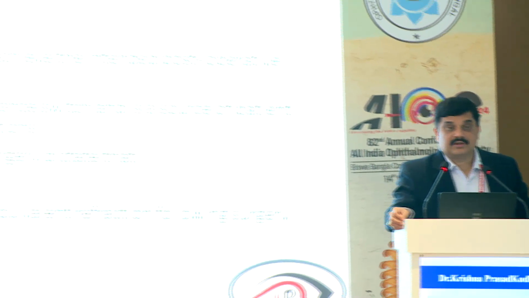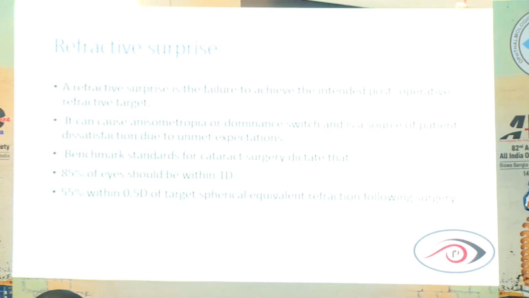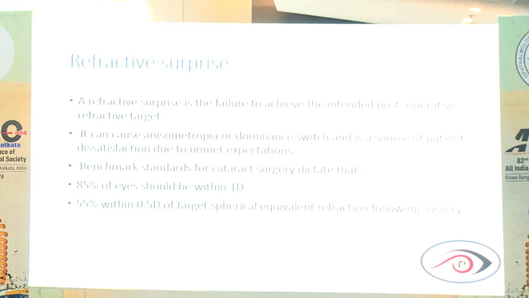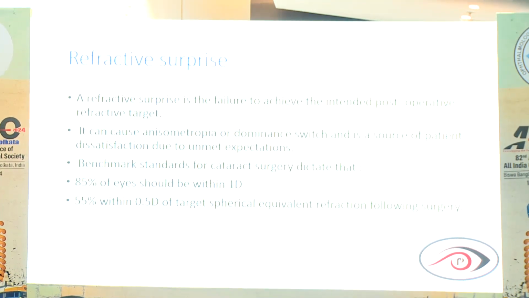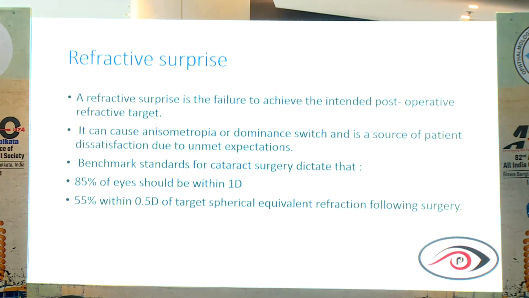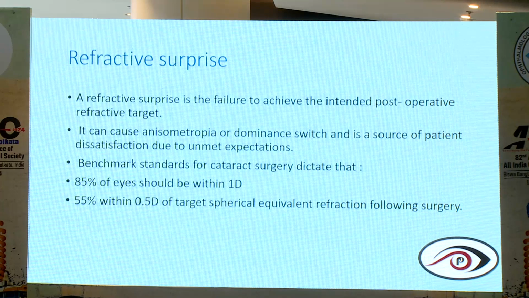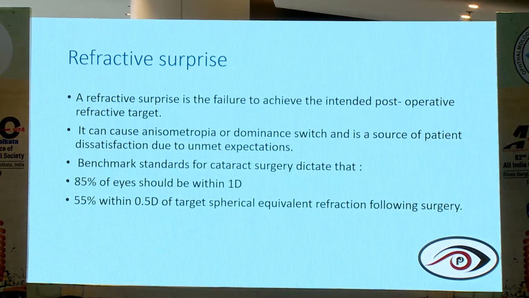In continuation of troubleshooting post-cataract surgery, I'll be talking about how I tackle the post-cataract surgery refractive surprise. What exactly is a refractive surprise? It is the failure to achieve the intended post-operative refractive target. It can even cause anisometropia or dominance switch, which is a source of patient dissatisfaction. If you see the benchmark standard, around 85% of eyes should be within 1 diopter, and 55% within 0.5 diopters of target spherical equivalent refraction following a cataract surgery.